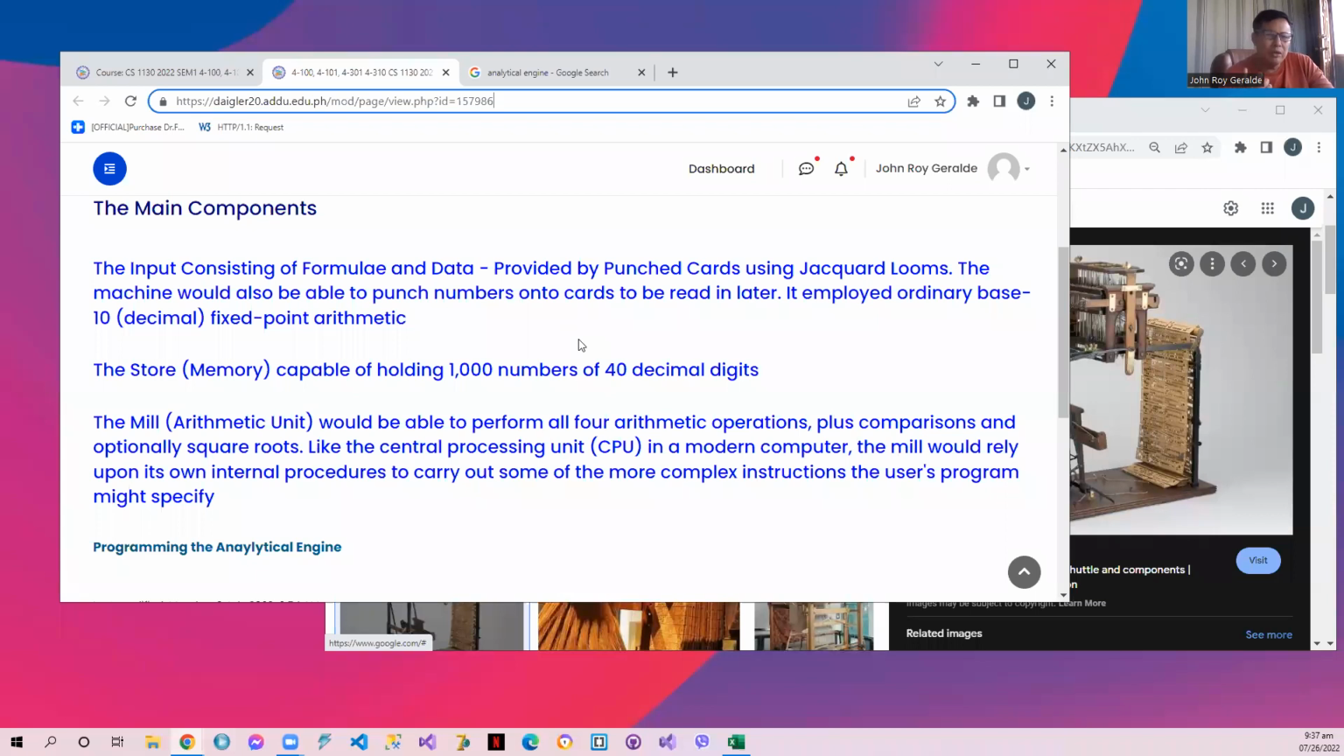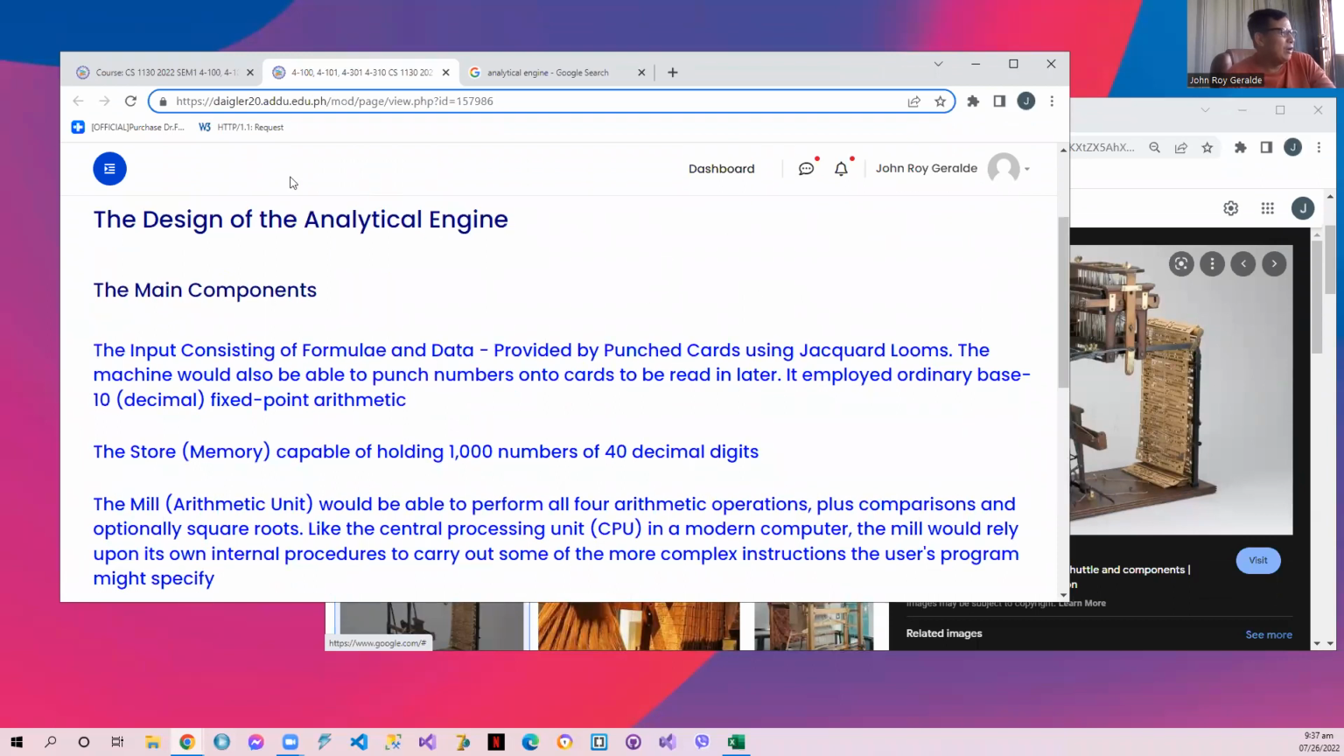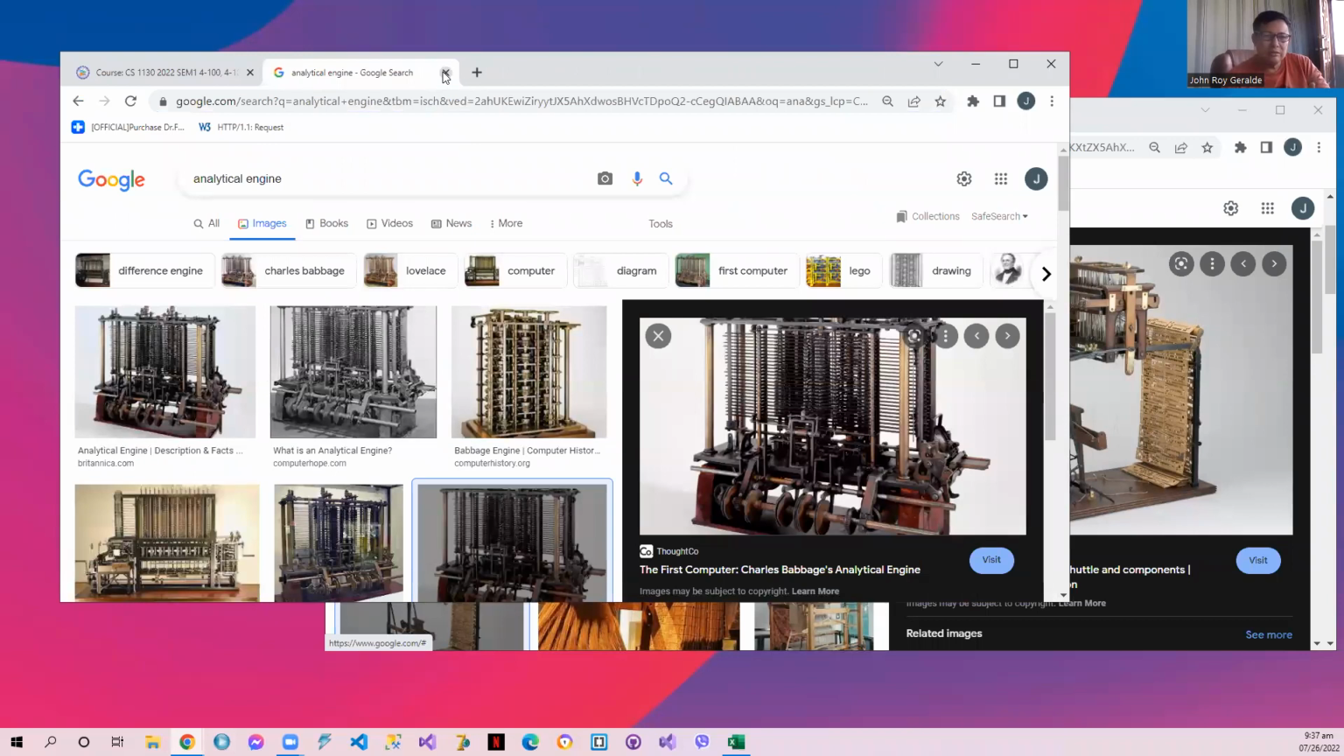Now, when you shift a decimal number to the left, you are multiplying it by 10. When you shift it to the right, you are dividing it by 10. It's like the modern computer CPU. It has internal procedures to carry out some of the complex instructions that the program or the algorithm might specify. Do you follow? Any questions? So that's what was invented, no? The mill and the store.